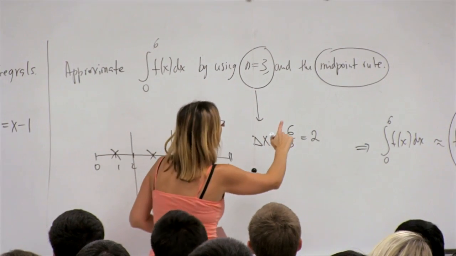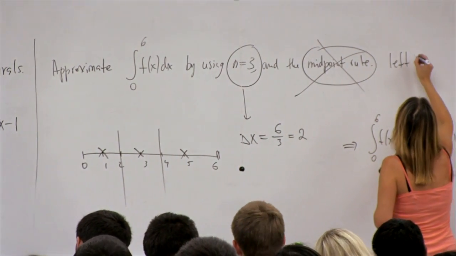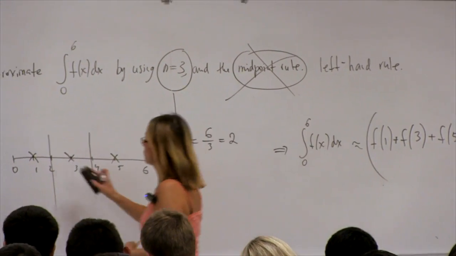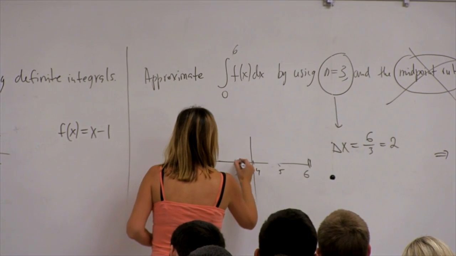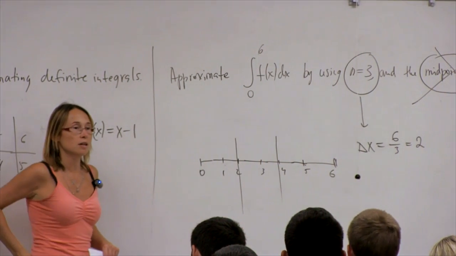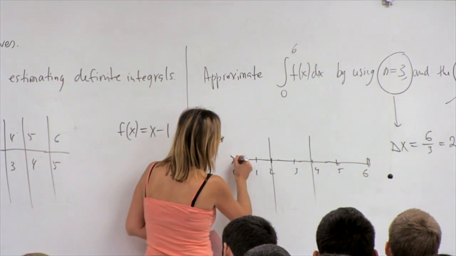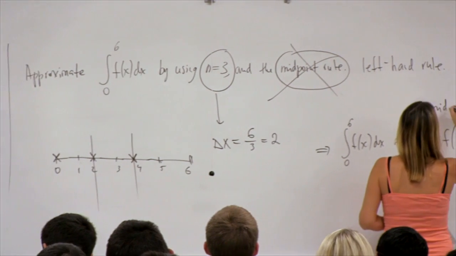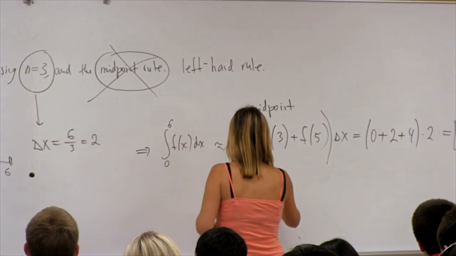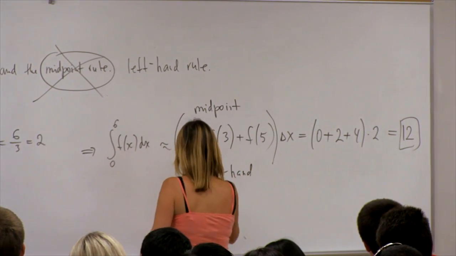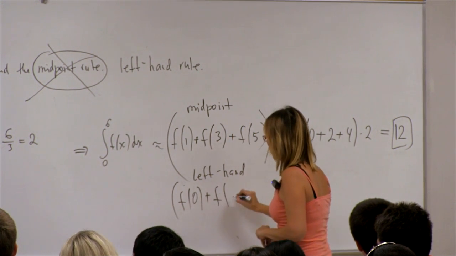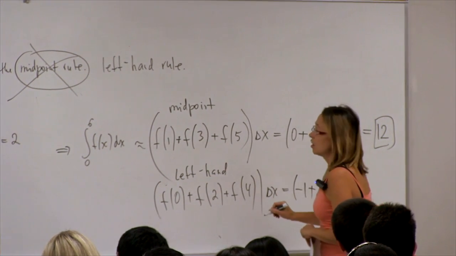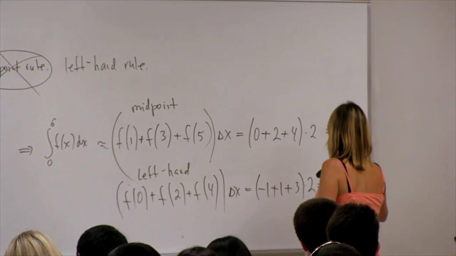Let's change the problem. Let's now use not the midpoint rule, but the left-hand rule. What do I do now? What changes? I still have n equals 3, so my 3 intervals survive. It's the same. But now I have to evaluate the function at the left side of each subinterval. So where do I evaluate it? Here, here, and here. Can you see that? So this corresponds to midpoint. So for left-hand, I have f of 0 plus f of 2 plus f of 4 times delta x. So what's the answer? Minus 1 plus 1 plus 3 is 6. Different answer.